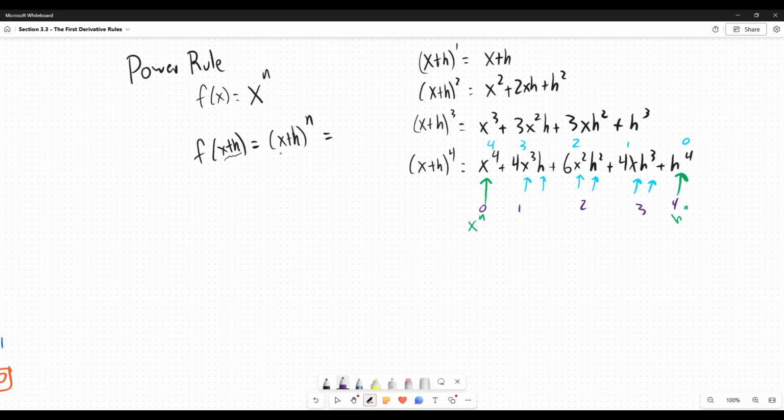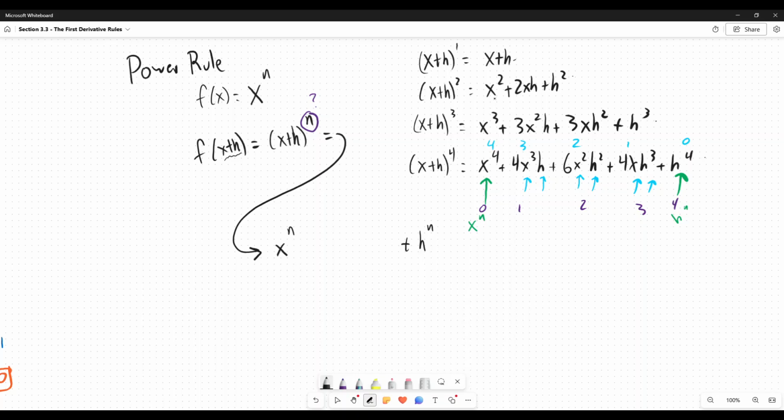So, what does that mean if I take x plus h to some unknown power n? Here's what I can tell you. It's going to look like this. There will be an x to the n, just like there was an x to the 1, x to the 2, x to the 3, and x to the 4. There will also be an h to the n.